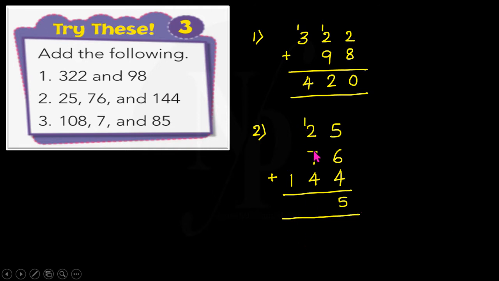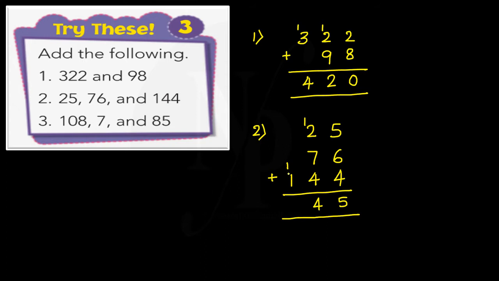Now let us add these digits in tens column. So 1 plus 2 is 3. 3 plus 7 is 10. 10 plus 4 is 14, which represents 14 tens. So 14 tens are regrouped as 100 and 4 tens. So we carry forward 100 to the hundreds column and 4 tens in the tens column. We write 4 tens in the tens column.